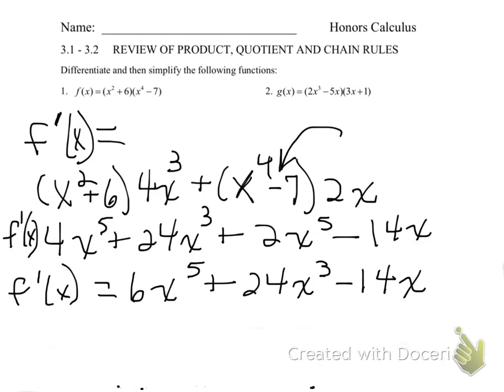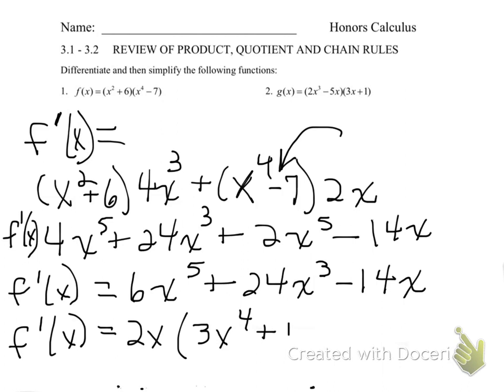You could always factor out a little bit. So let's say we wanted to factor out so that my numbers are easier to deal with. I can pull out at most a 2x. And then I could get, let's see, I need 3x to the 4th plus 12x to the 2nd minus 7. And I'm happy with that. So I would stop there. Okay, so I'm going to do the next problem, number 2, on the next slide.